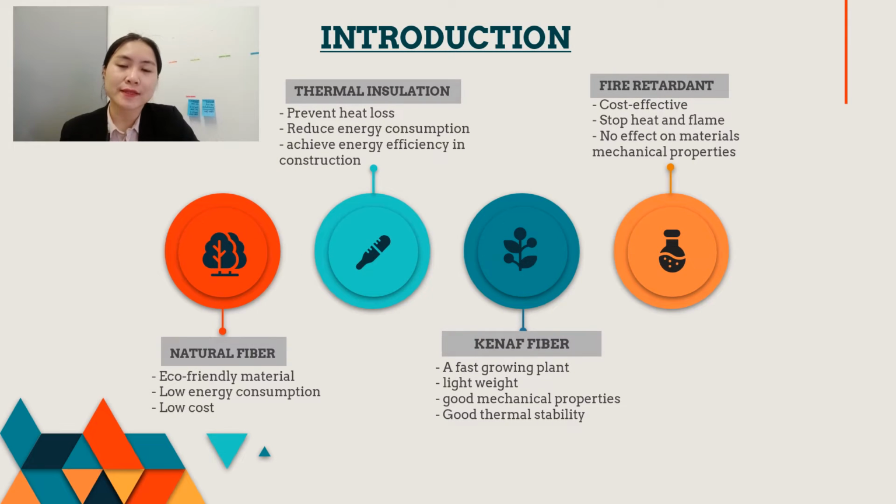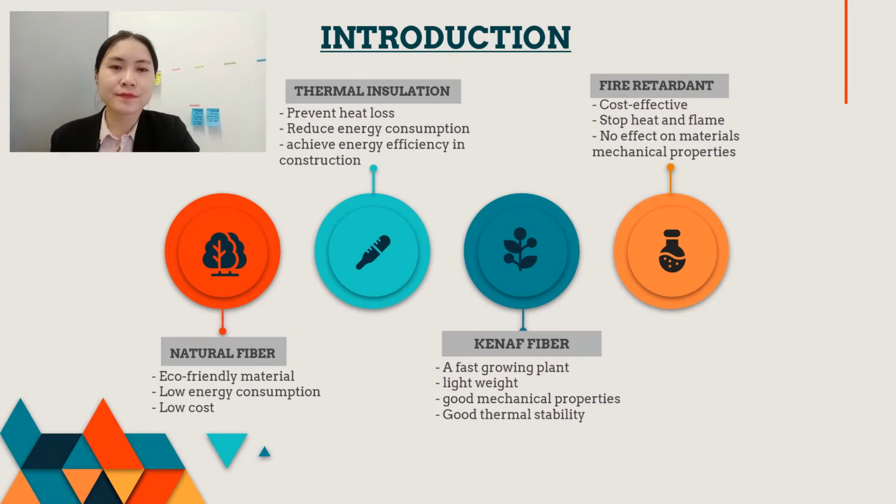Natural fiber is an eco-friendly material with low energy consumption and of course a low cost. Basically, natural fiber is divided into three types. The first one is vegetable, mineral, and protein. The use of natural fiber in construction nowadays is very high due to its low impact on the environment and human life.